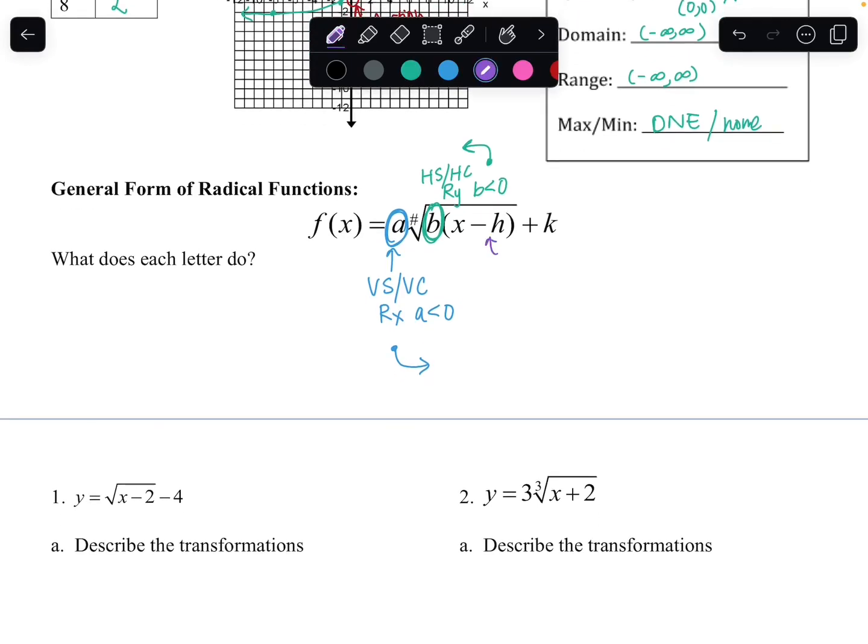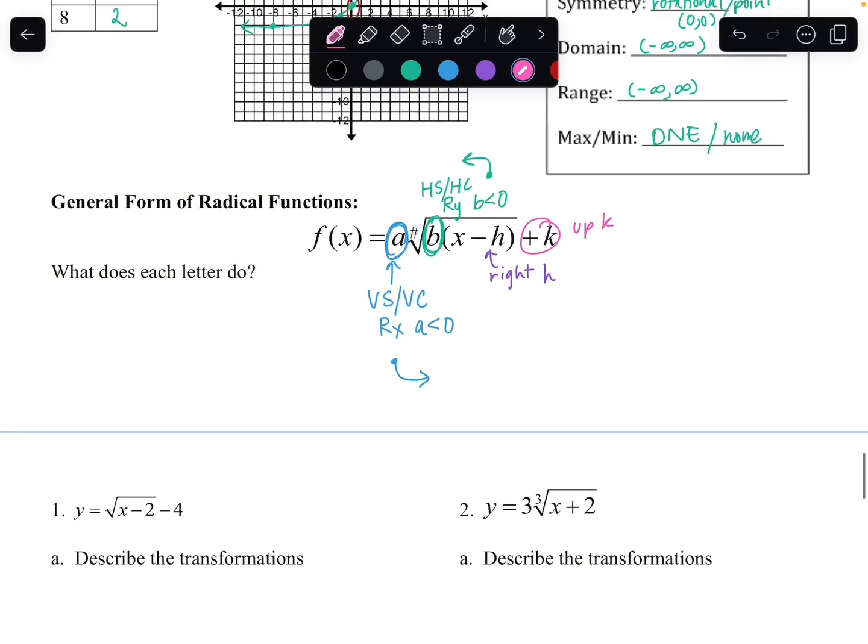And then inside the parentheses, if you're subtracting, that's going to move right h units. And then the value outside the parentheses or outside the radical is going to move you up k units. And so if k is negative, it would go down. And then if you had an x plus h, that would move you left.